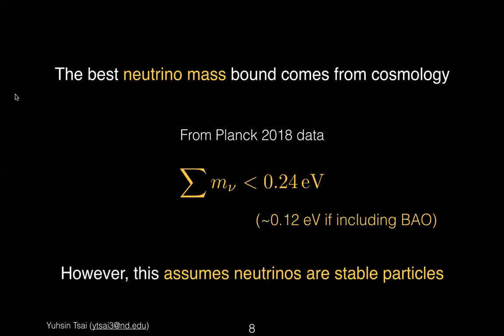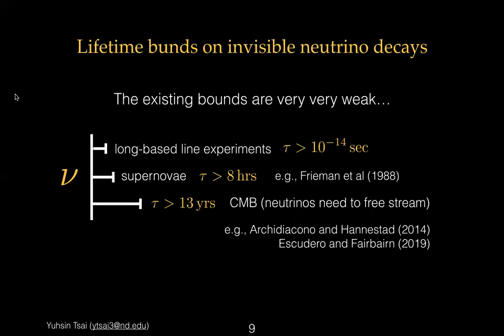However, one thing I need to remind you is that when we set the bound, we already assume the neutrino is stable, at least on the cosmological time scale. And it will be interesting to know how the bound would change if the neutrino does decay and has a finite lifetime. So let's first take a look at what the existing bounds on the neutrino lifetime are if they decay into invisible particles, or into neutral particles that are not photons or charged particles. It turns out the bound is extremely weak.